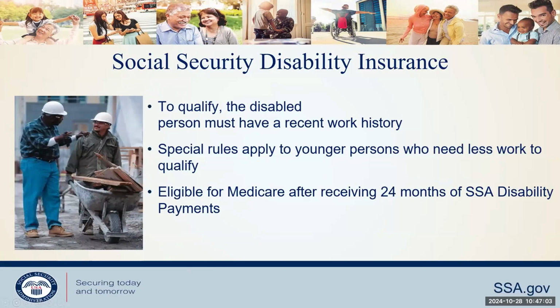All right. So to qualify, again, we look at a person's recent work activity, with special rules if they're younger. They don't need to have as many credits when they're younger. And then they're eligible for Medicare 24 months from their eligibility for their Social Security disability payment. Okay, so there's a 2-year waiting period for Medicare for a disabled individual, unless they are diagnosed with Lou Gehrig's disease, which is ALS. That's an instant entitlement to Medicare, or they're under end-stage renal disease and they're receiving kidney dialysis or they've had a kidney transplant. Then they waive that 24-month waiting period.